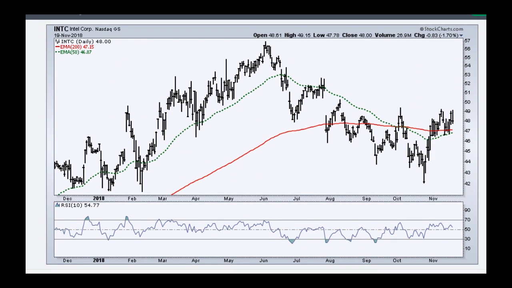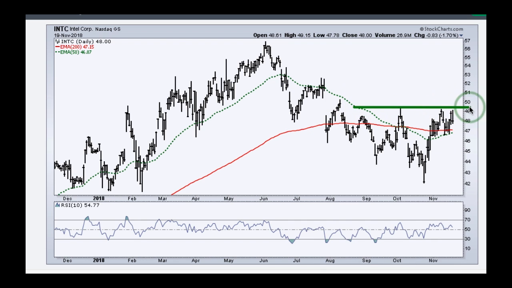All right, here is Intel. Now, Intel is clearly lagging, and it peaked here in June. So it's been lagging for a long time. But if you look at this period right here, from the middle part of October to the middle part of November, you can see that it is starting to hold up a little bit better.